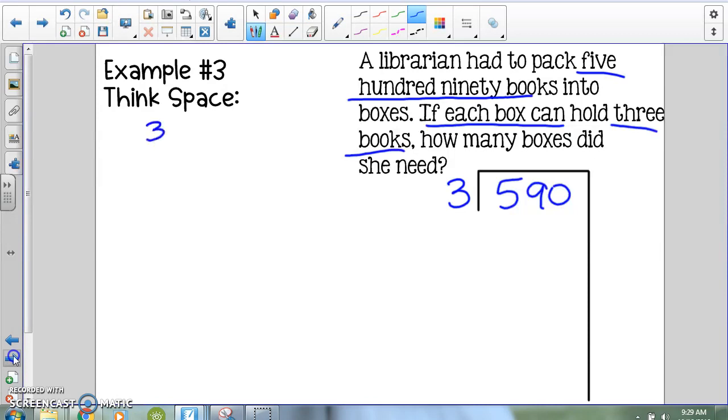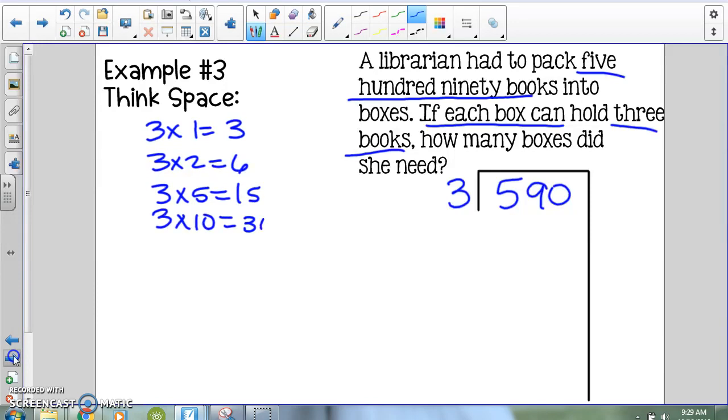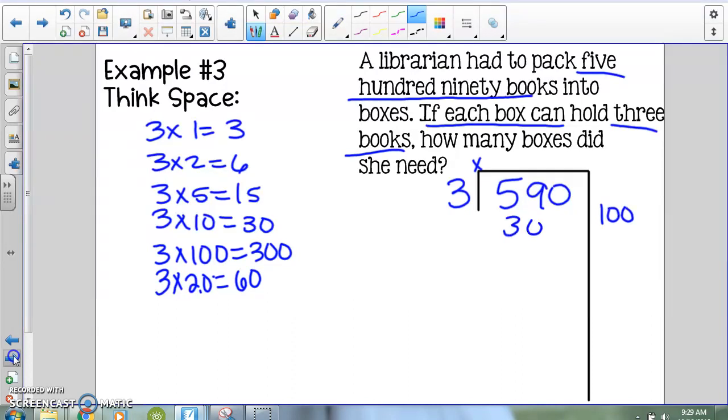In our think space, we're going to write our multiplication facts. 3 times 1 is 3. 3 times 2 is 6. 3 times 5 is 15. 3 times 10 is 30. 3 times 100 is 300. 3 times 20 is 60. Okay. I recognize that 3 times 100 is 300. When we subtract, we get 290.